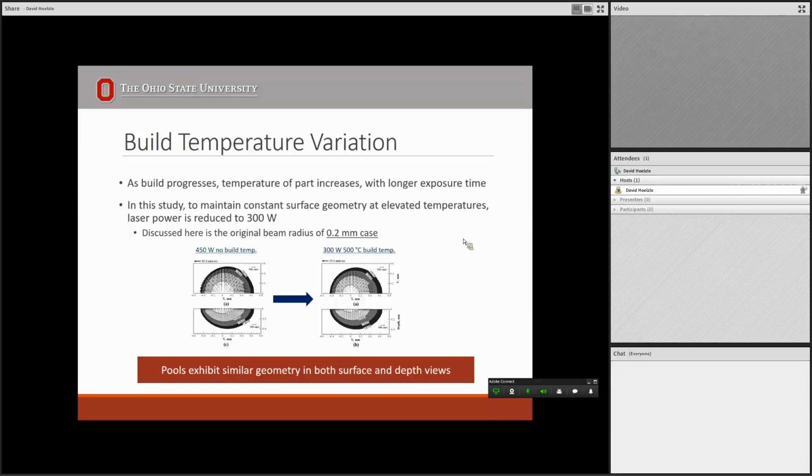As you can see on the plots here, similar to before, the left is the original plot we discussed, the 450 watts with the 0.2 millimeter beam radius. And on the right is the new one at 300 watts with an increased initial temperature of 500 degrees Celsius. Again, the geometries are very similar, about the same shape and size. And even more so now, the depth is much more consistent, to the point where the temperature gradient across the pool looks a lot better than it did before. Seemingly this would be much better than the previous case, but we'll look into if that's actually true.